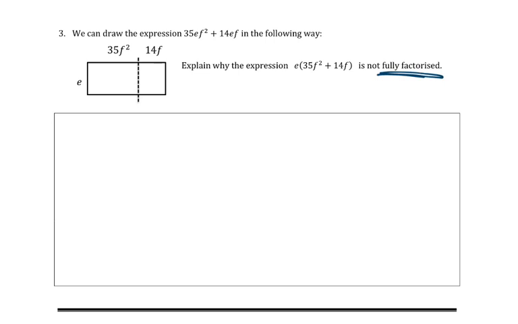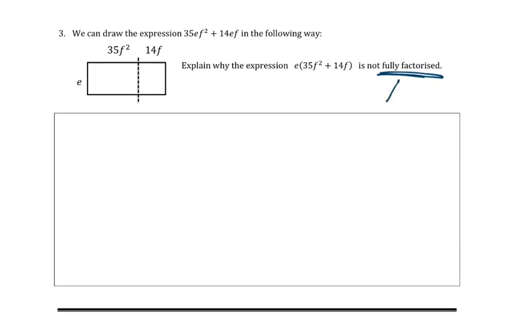So it says we can draw the expression 35ef squared plus 14ef in the following way. Explain why the expression is not fully factorised. So fully factorised is the key idea here. It has been factorised because we've taken a common factor e out of the two terms and written it as two rectangles with a common height of e. Is it fully factorised? Well, that really means, have we taken out the highest common factor from both terms, or have we made the rectangle as high as possible, I guess?